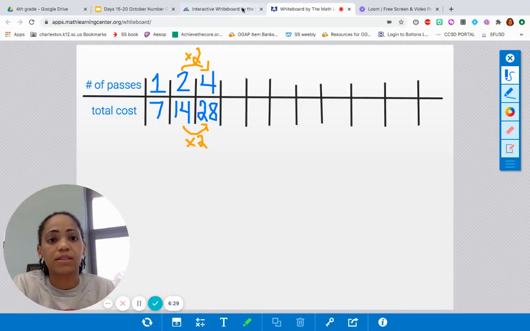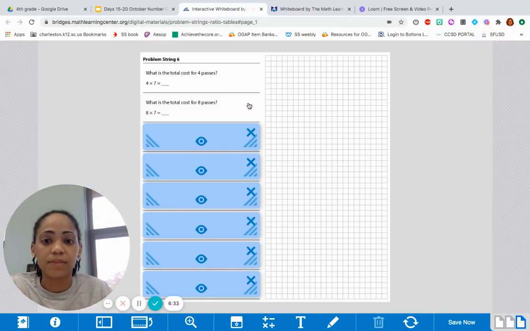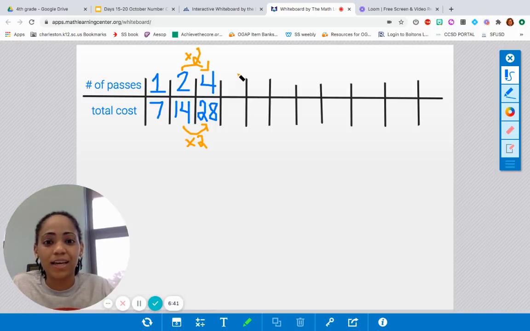All right, let's look at the next one. What about 8 passes? Still easy peasy, right? Yeah. So now I have 8 times 7. So what are we doing again? You're right, we're doubling it again.